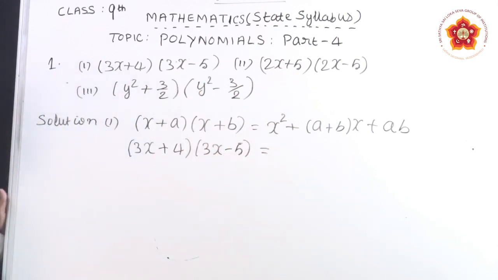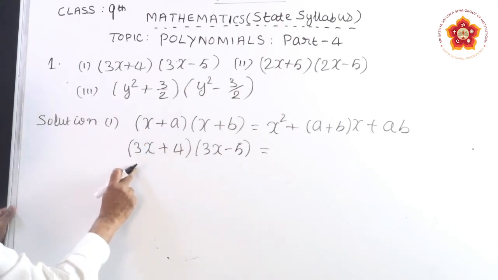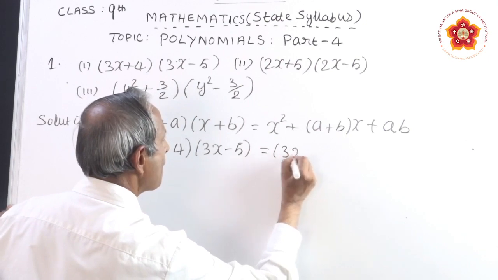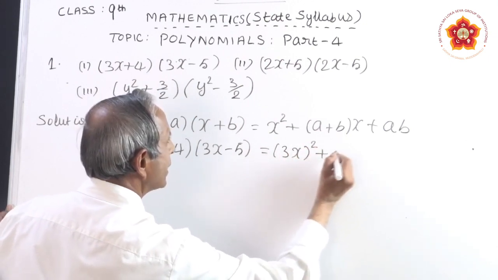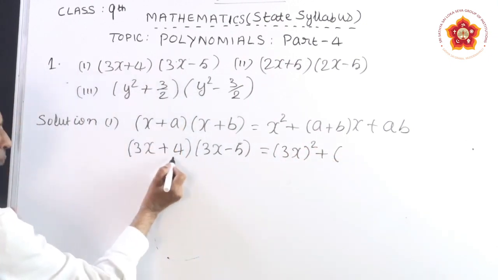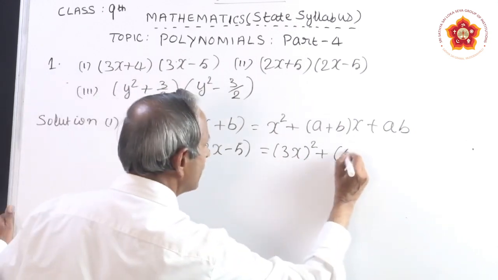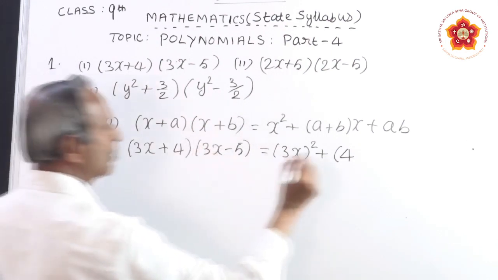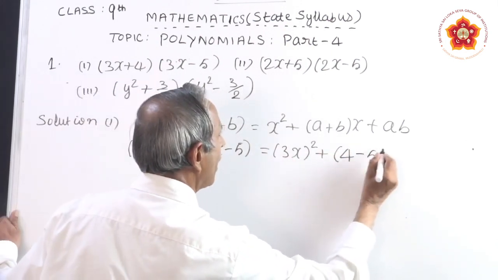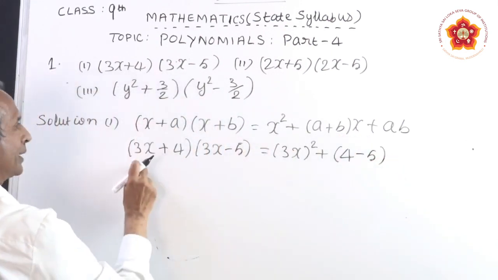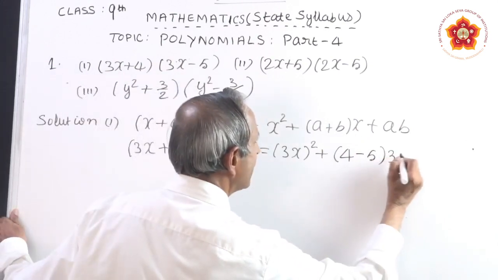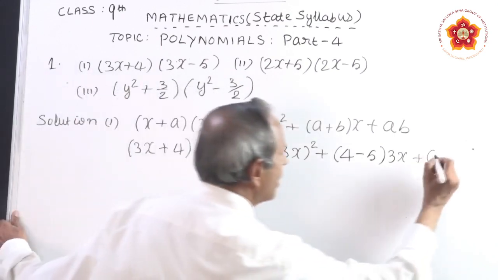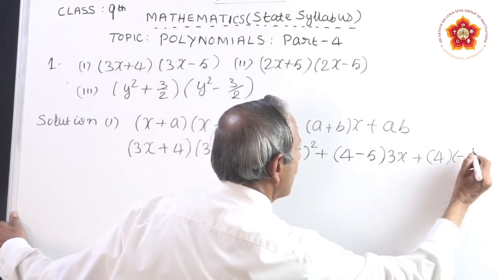Wherever x is there, you have to substitute 3x in the formula. Therefore, x square becomes (3x) whole square, plus, instead of a, plus 4, and instead of b, minus 5, substitute minus 5 here, and instead of x, substitute 3x here, plus a multiplied by b, where a is 4 and b is minus 5.